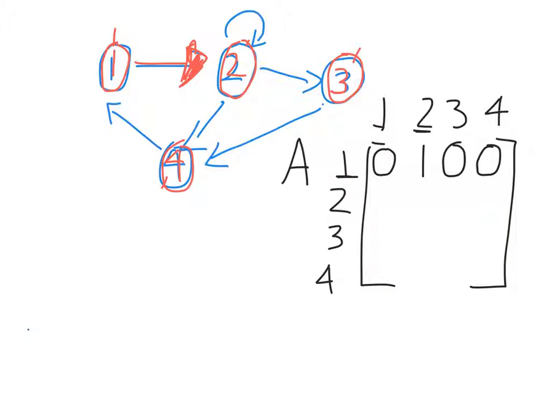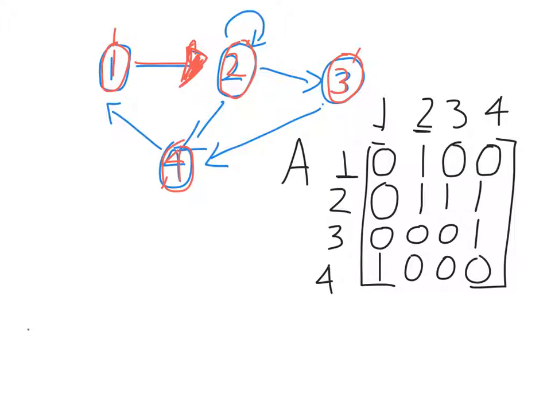Okay, so we can do the same for 2. So there are no paths from 2 to 1. There's one path from 2 to itself. There's 1 to 3, 1 to 4. And then we do the same for 3. There's only a path from 3 to 4. And then for 4, there's only a path to 1. Okay, so make sure we get this right. So the rows tell you where we start and the columns tell you where we end. So this entry here is from 1 to 3, not 3 to 1. So that's really easy. I mean, you can all count and you can tell how many paths there are.